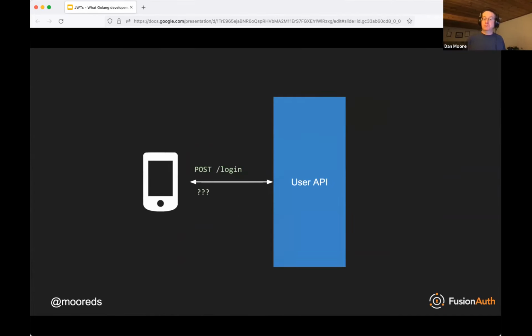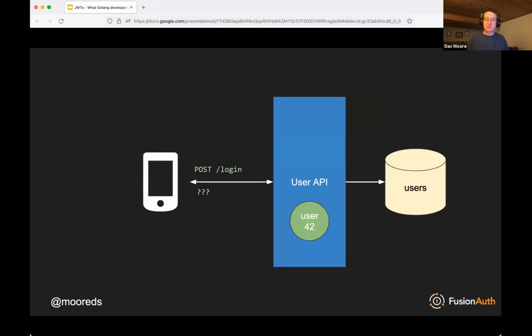The user posts some credentials to the user API. The user API verifies those credentials, and it typically is username and password, but it could be a lot of other things. It doesn't really matter. The point is the user API magically does its verification of who this user is, and then it gets the user's data from the data store and passes it back to the client as JSON.